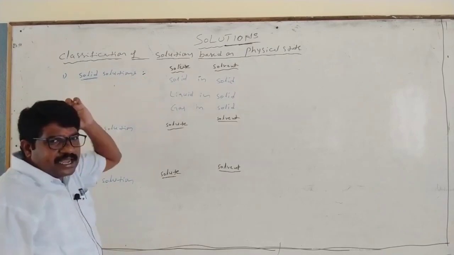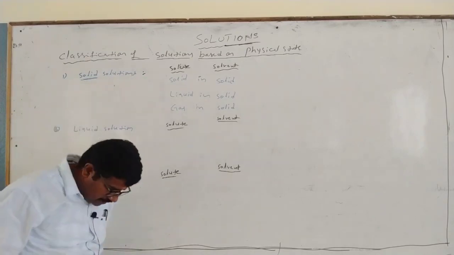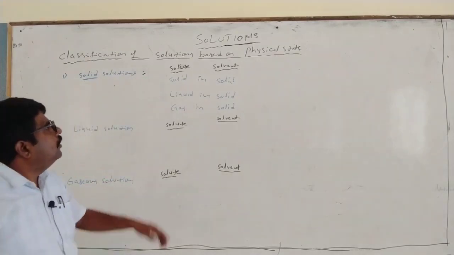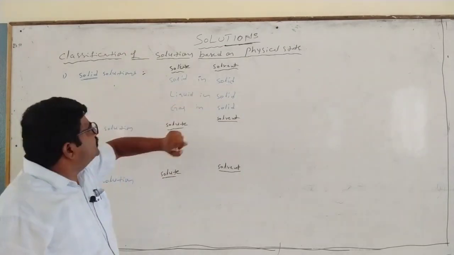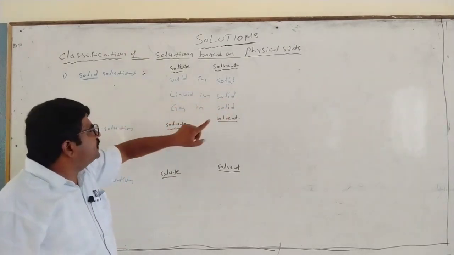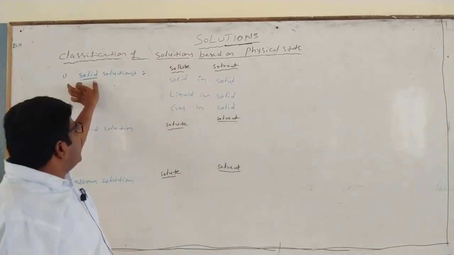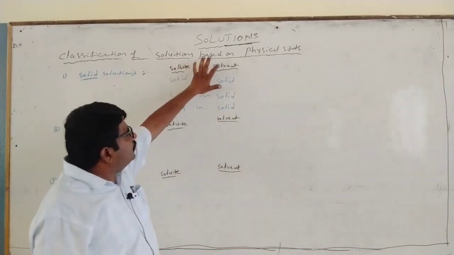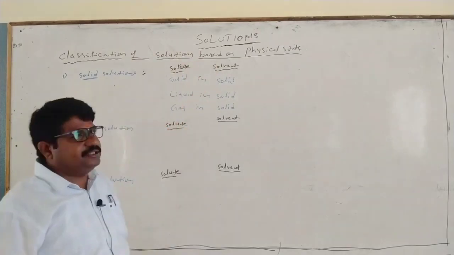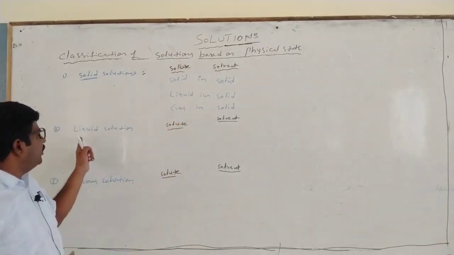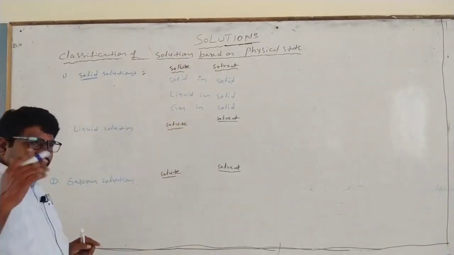Solid solutions are three types. What are they? Solid in solid solutions, liquid in solid solutions, gas in solid solutions. Here solid, the term, is always what in nature? Solvent in nature.